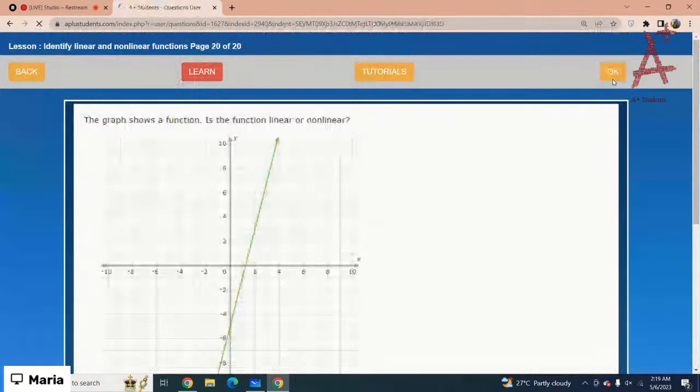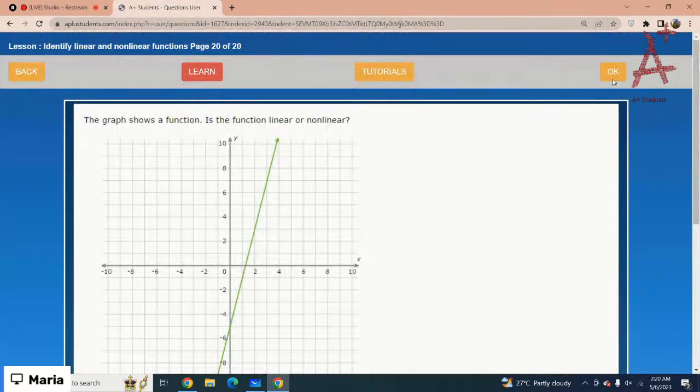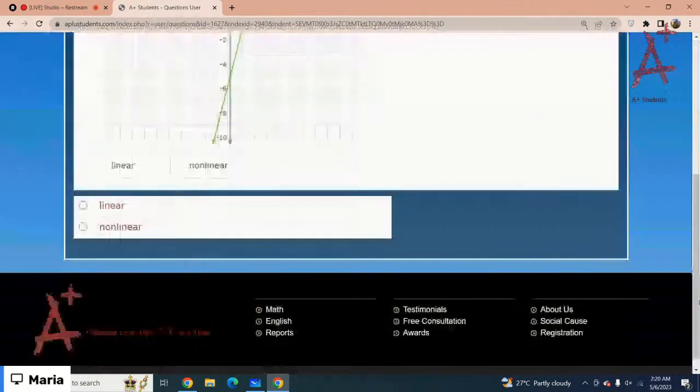The graph shows a function. Is the function linear or non-linear? It is a linear function, a straight line. So it is a linear function.